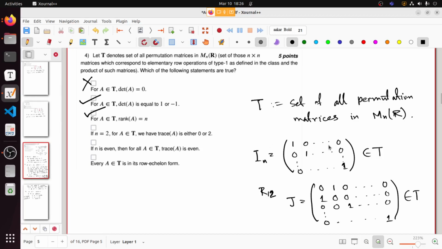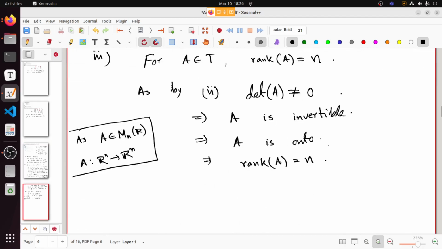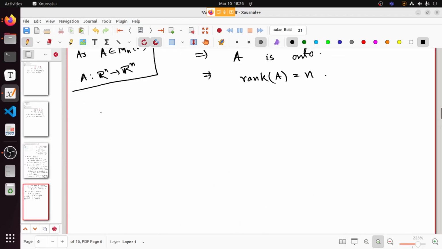Now let's check option number 4. What is it saying? If n equals 2, then for A belongs to T, the trace of A is either 0 or 2. So option number 4: if n equals 2, for A belongs to T, the trace of A is either 0 or 2.